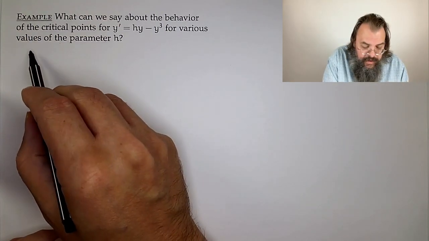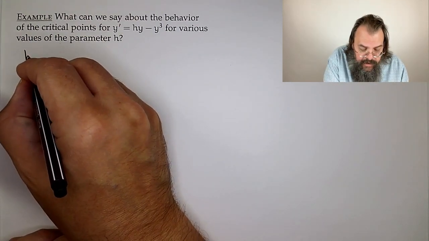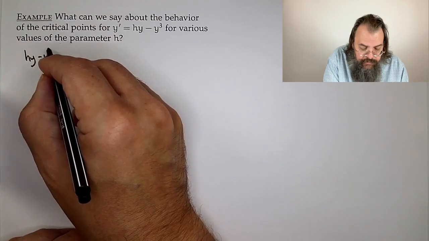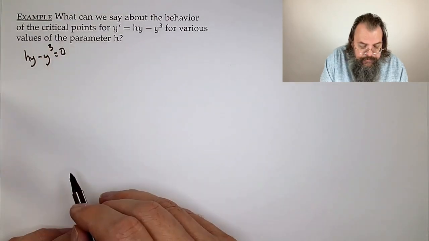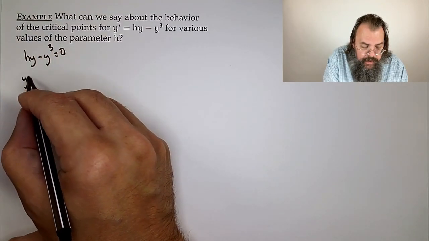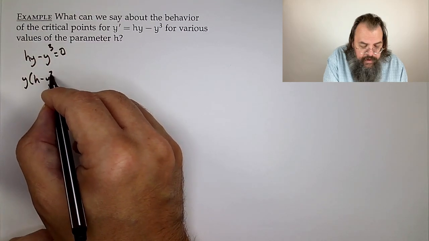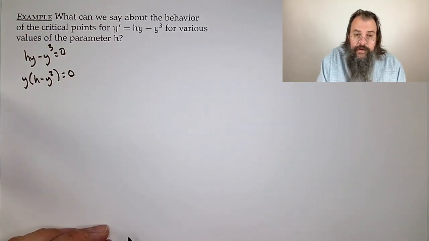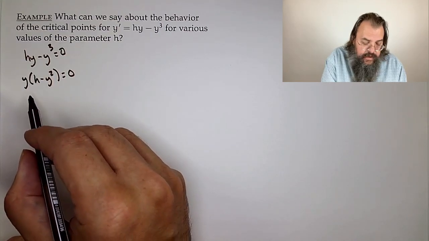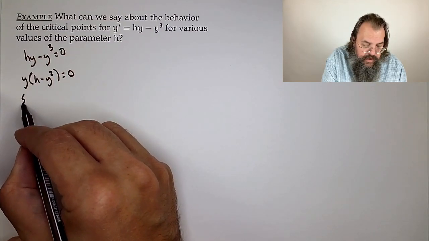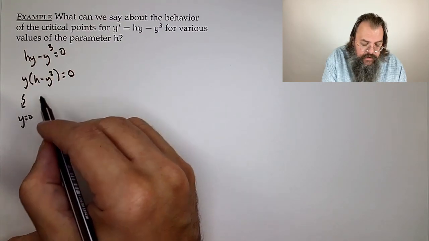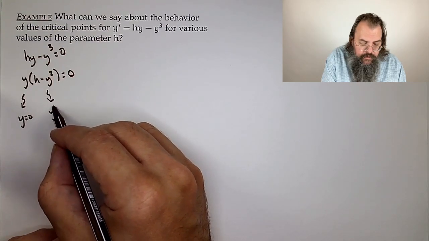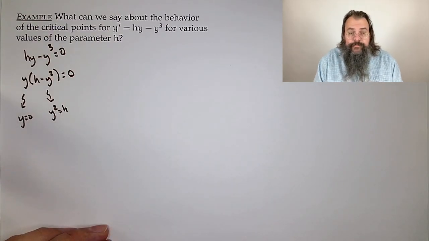So we say, all right, we're going to take hy minus y cubed, and we'll set it equal to 0. Well, that's the same as y times (h minus y squared) equals 0. And we end up with a couple possibilities, right? We get y equals 0, or we get y squared equals h.